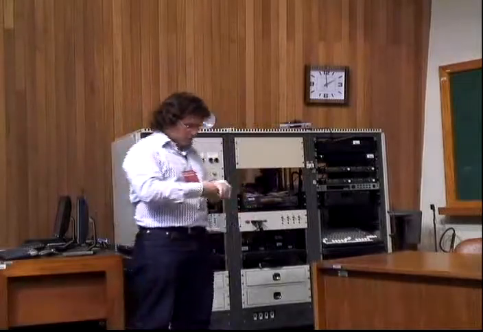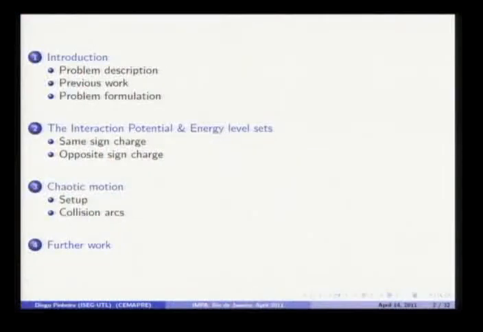Okay, so the talk is structured as follows. First, I'll give a brief description of the problem and some ideas about previous works around this subject. Then I'll formulate the problem precisely. Then I'll describe the interaction between the energy level sets and the interaction potentials, describing the interaction between the moving charge and the fixed particles on the lattice. And then I'll prove that there is chaotic motion.